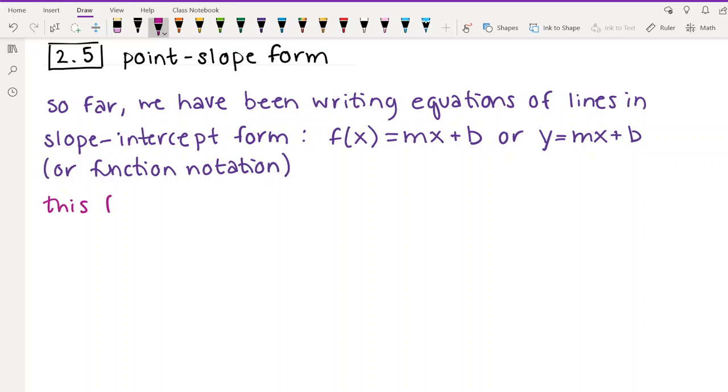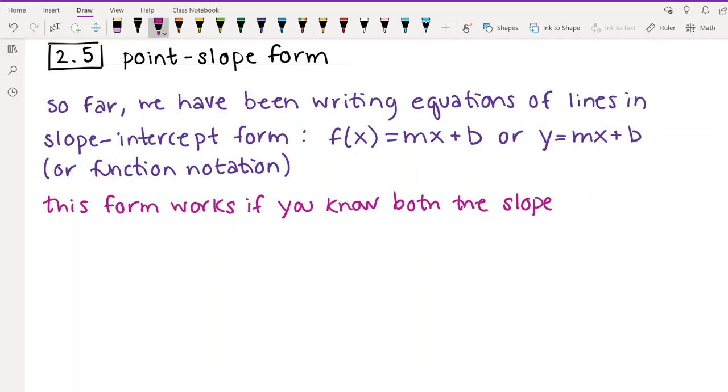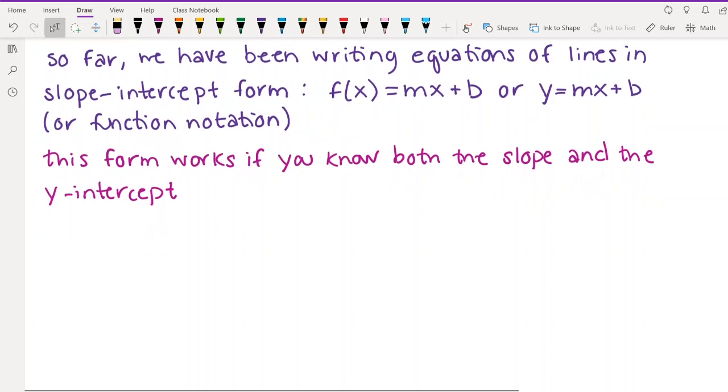So this form works if you know both the slope and the y-intercept, or if you can easily find the y-intercept. But there's another form of writing equations of lines that is going to be really useful if you are not given the y-intercept. So sometimes you'll be given a point other than the y-intercept, and the easiest way to write the equation of a line is in what's called point-slope form.